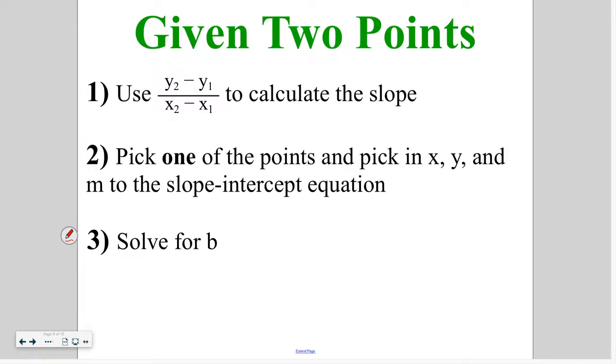If you are given 2 points, you have to take an extra step of using our slope equation, so y2 minus y1 over x2 minus x1 to find the slope. Then you are going to pick one of the 2 points that you are given. It doesn't matter which one, you just have to pick one of them, and plug in x, y, and your slope. Again, solve for b, and then write out that final equation.